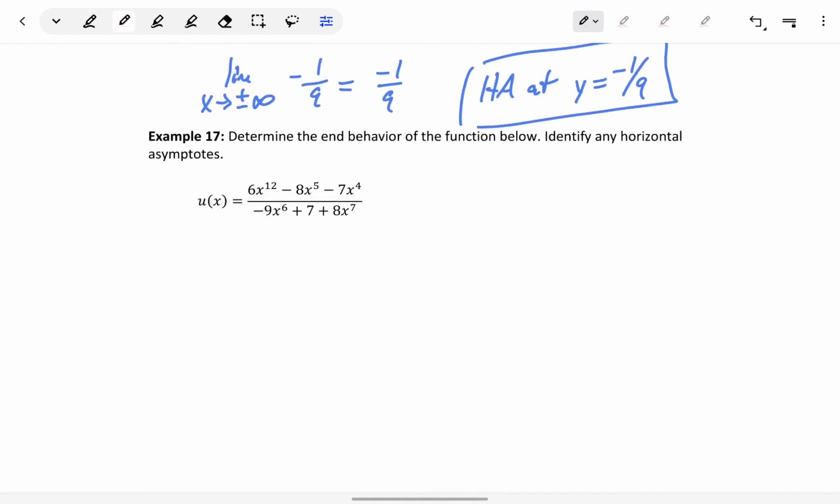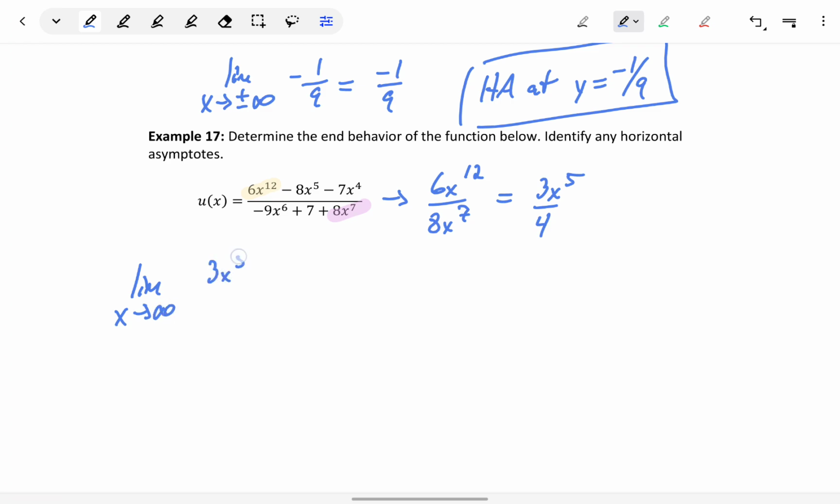In example 17, still the same starting process. We look for the terms with the highest power. Which will give us 6x to the 12th over 8x to the 7th. And that will reduce to 3x to the 5th over 4. Then we'll consider the limit of that expression as x approaches infinity.